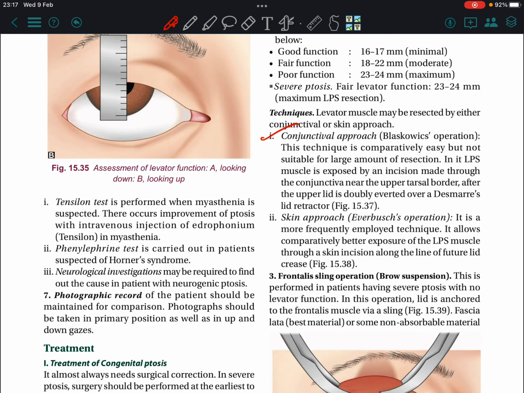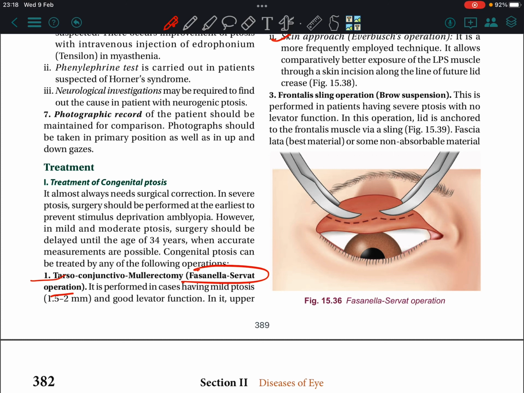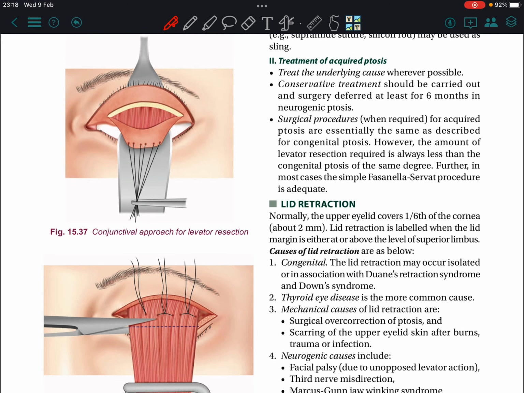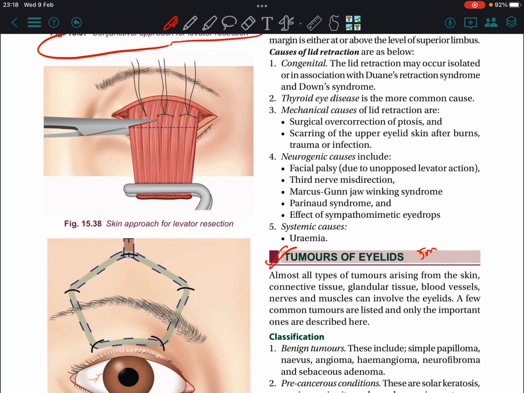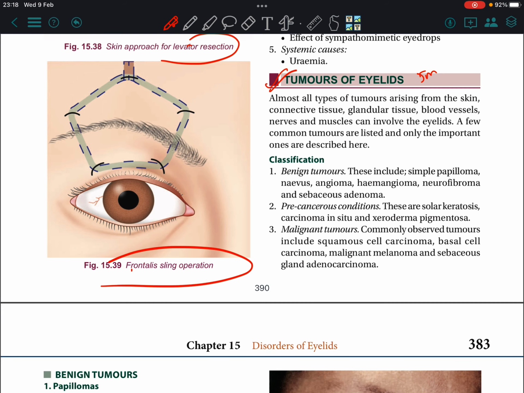Techniques: conjunctival approach, skin approach, frontalis sling operation. Fasanella-Servat is tarsoconjunctival Muller's resection. Then conjunctival approach for levator resection, skin approach for levator resection, frontalis sling operation.